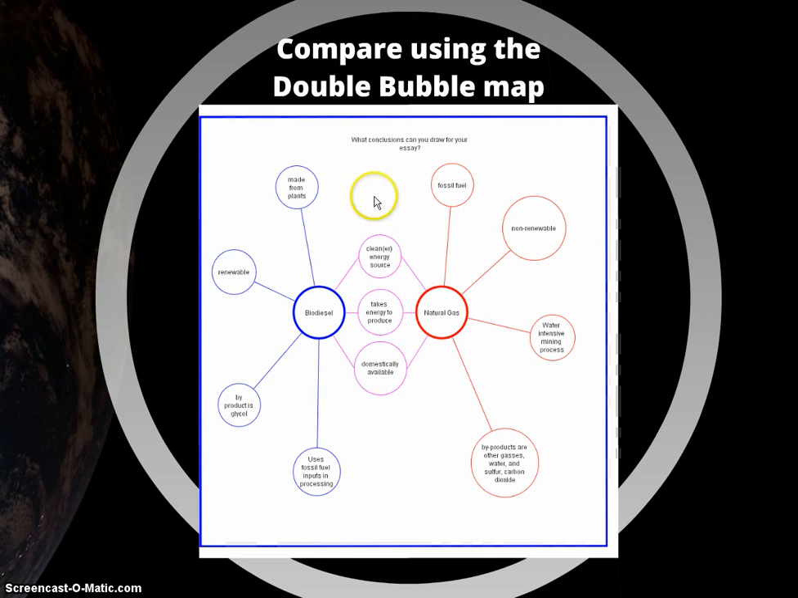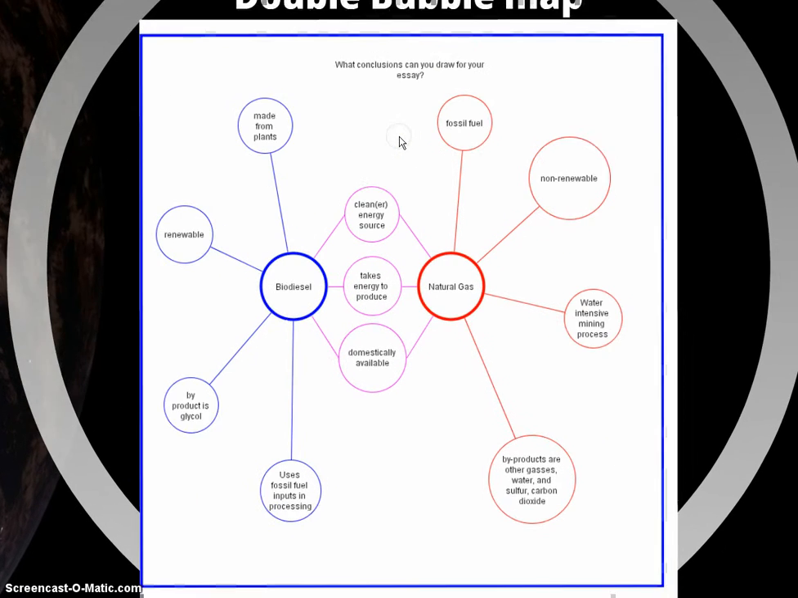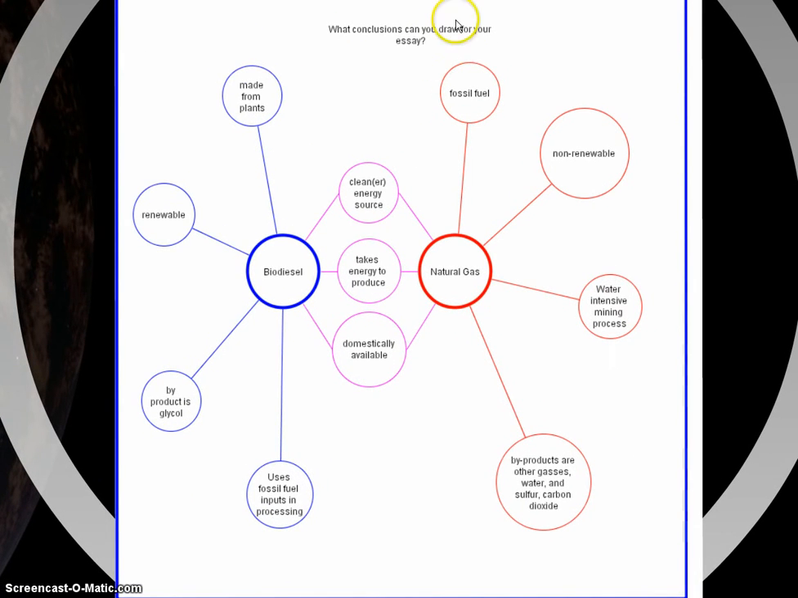Now the main thing that you need to be thinking about on the double bubble is this right here. What conclusions can you draw for your essay? So what are some of those conclusions that you can draw based on the information, the facts, the data?